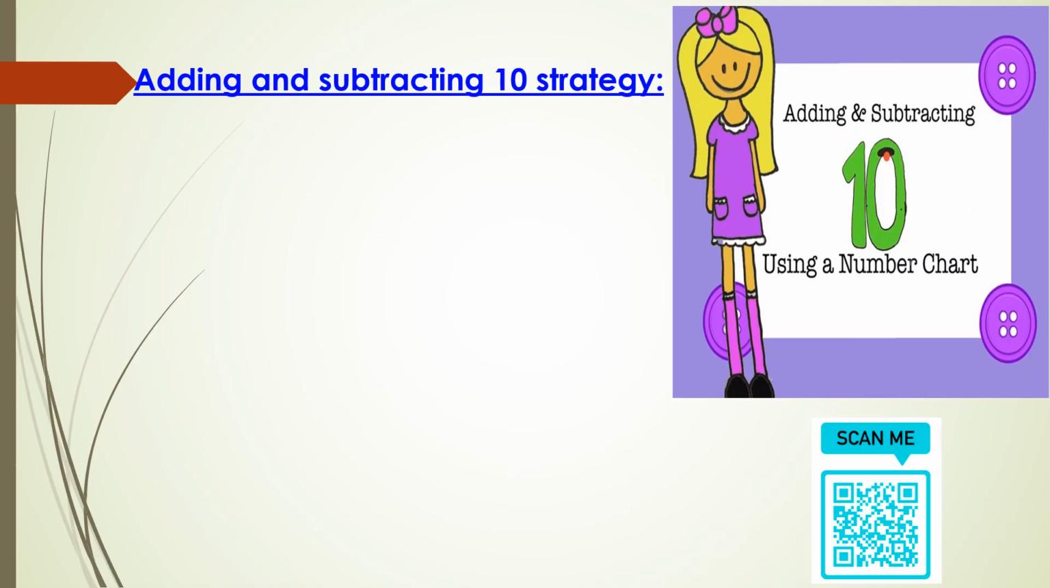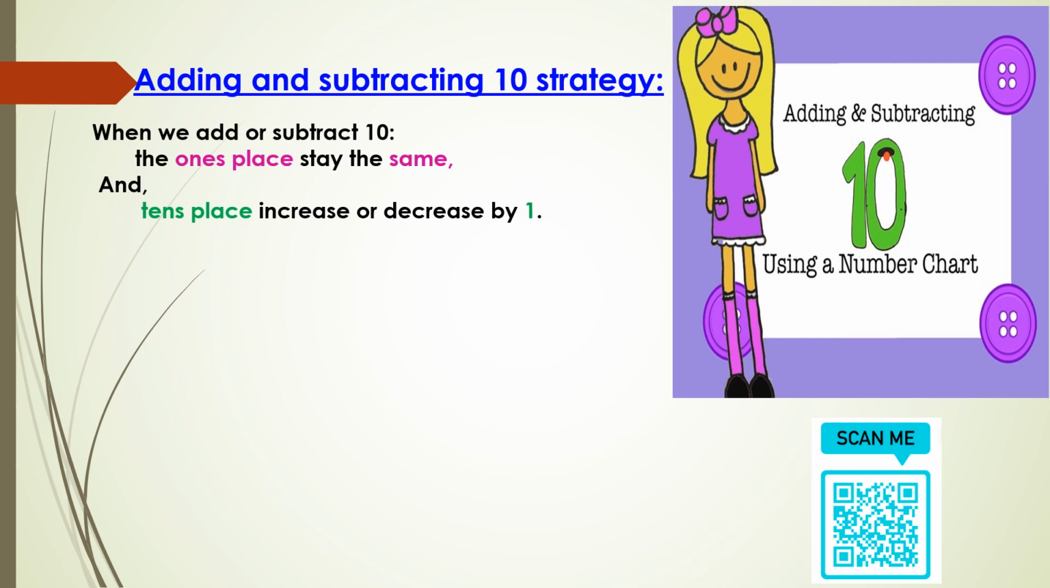Now we can start a new strategy, which is adding and subtracting 10. When we add or subtract 10, the ones place stays the same, and the tens place increases or decreases by 1. Again, when we add or subtract 10, the ones place will be as it is, I'll copy it with no changes, while the tens place will be increased by 1 in case of addition or decreased by 1 in case of subtraction.